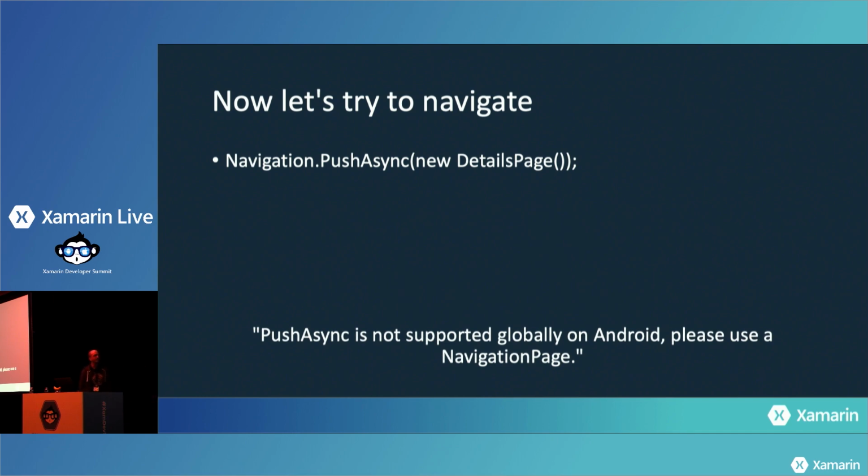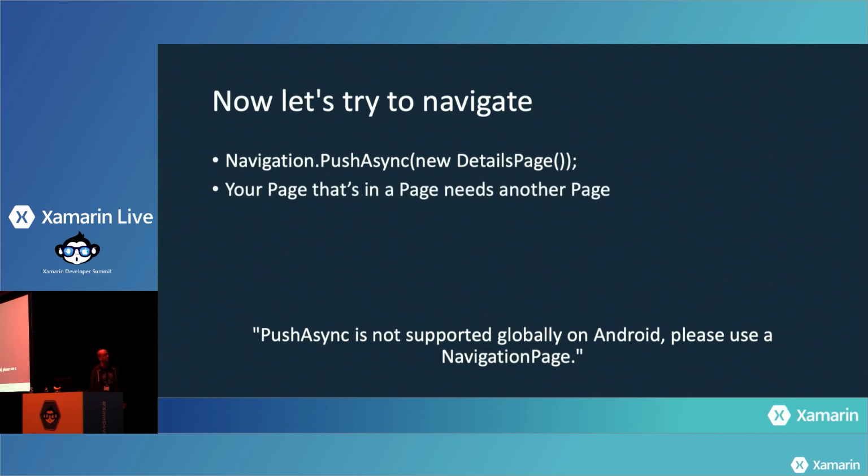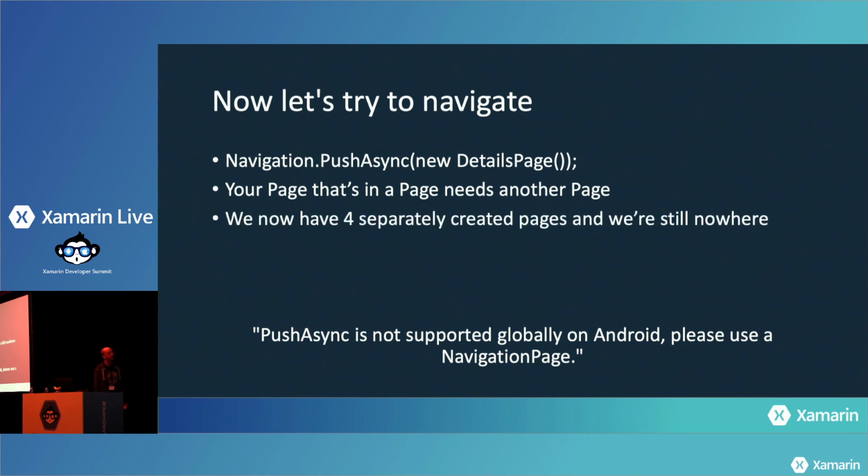And then at this point, you're like, well, what the heck is a navigation page? So now you go back to the docs. You usually Google this exception, hit a whole bunch of things that indicate what you have to do. Oh, okay. Your page that's in a page needs another page so that you can get anywhere, right? So now we have four, I might have counted wrong, 4 to 5 separately created pages, and we're still really nowhere with an application, right?